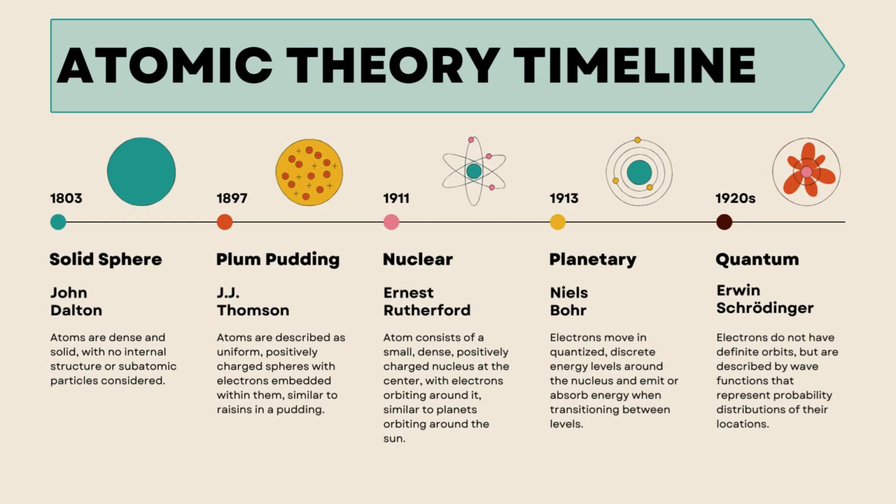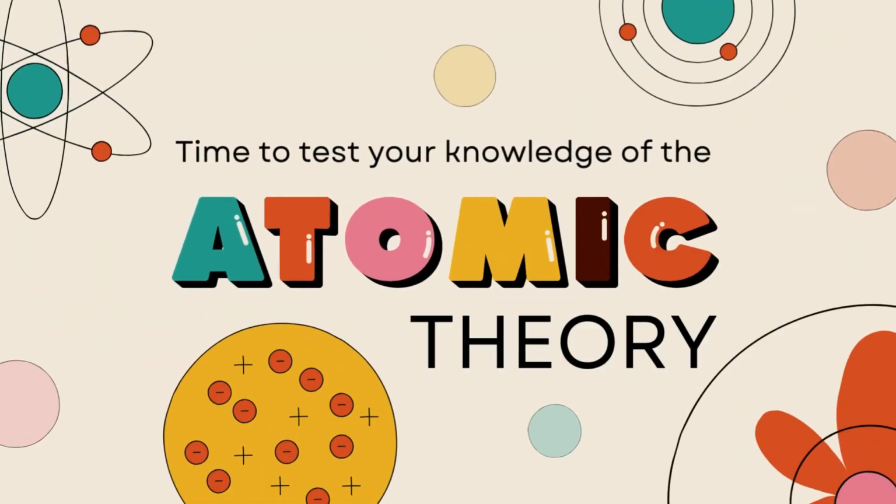Next, Erwin Schrödinger said that electrons are particles with wave-like motion and are not present in a fixed orbit. Now I take your test. How much knowledge did you get about the atomic theory? First, I ask a question.